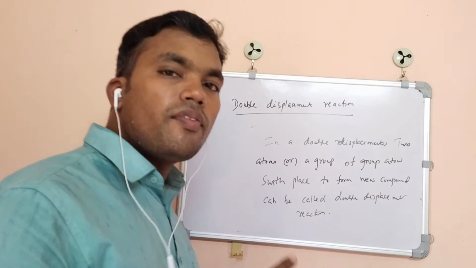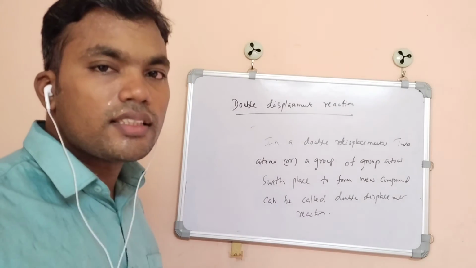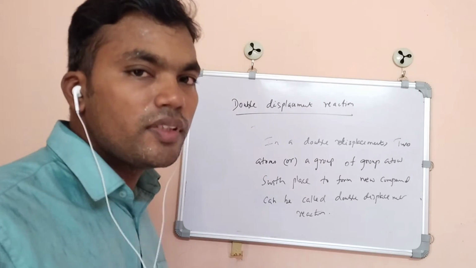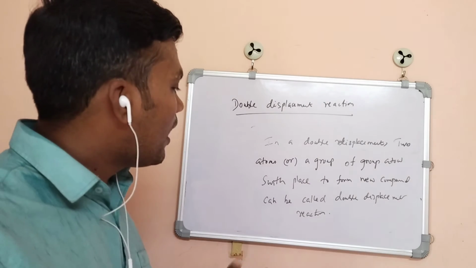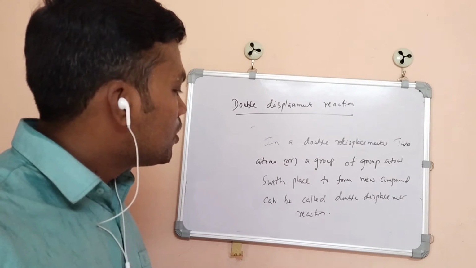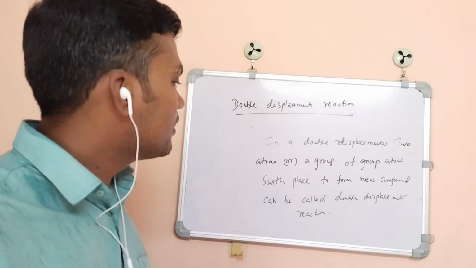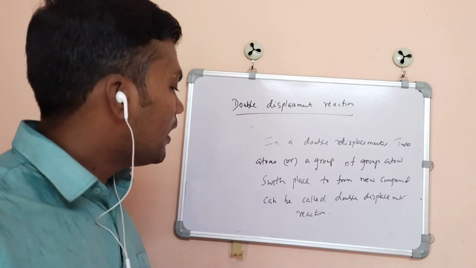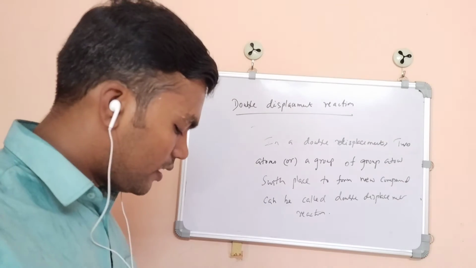If there is an exchange of ions between the reactants, it can be called a double displacement reaction. Or, in a double displacement reaction, two atoms or a group of atoms switch place to form new compounds, and it can be called a double displacement reaction.